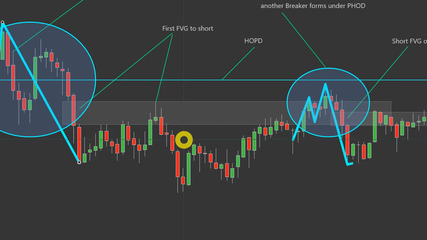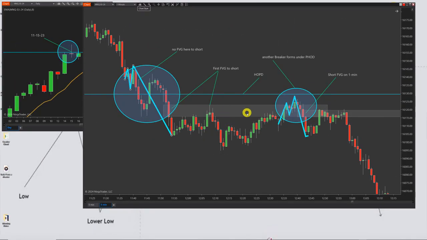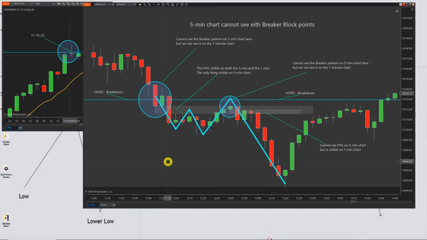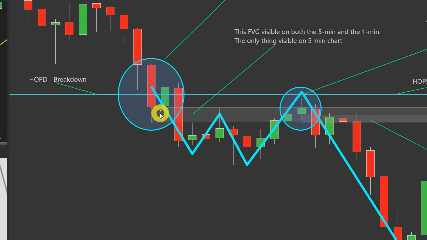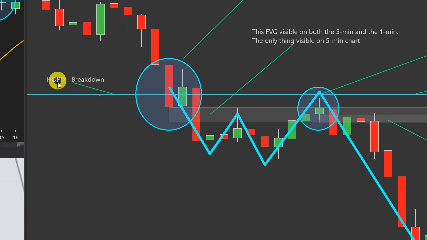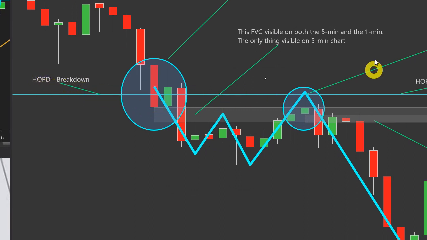All right, so this is the 1-minute chart. Now, like I said, on the 5-minute chart, all we can see is these patterns here. All we really see is red taking out green underneath the previous high of day, right? Which is still good for some people.